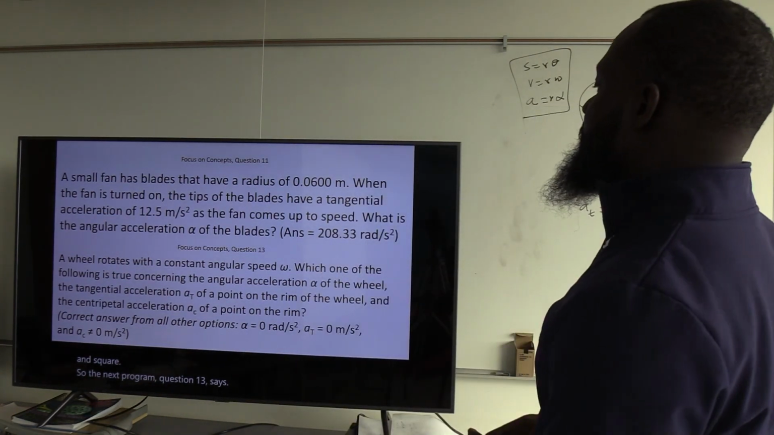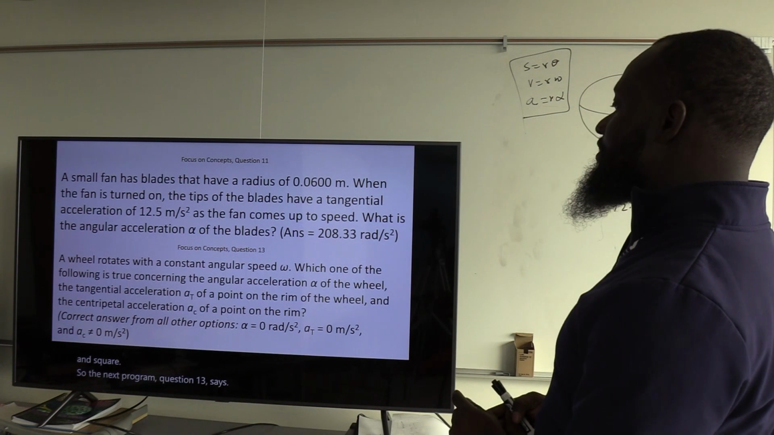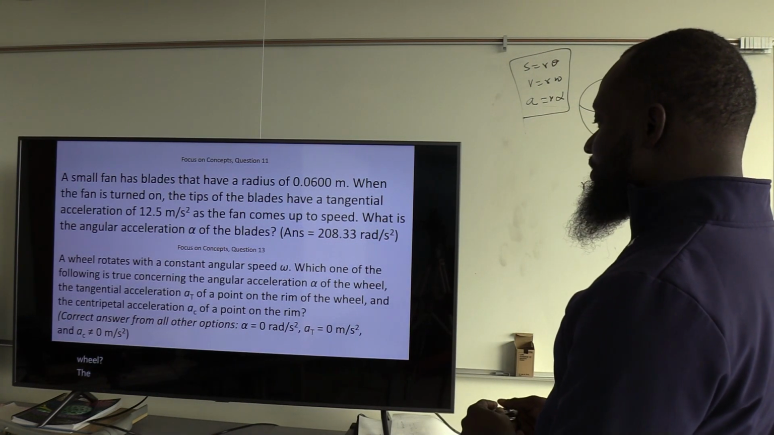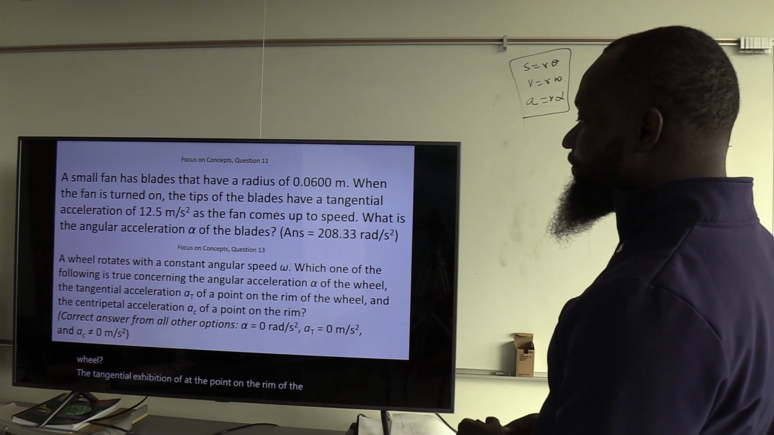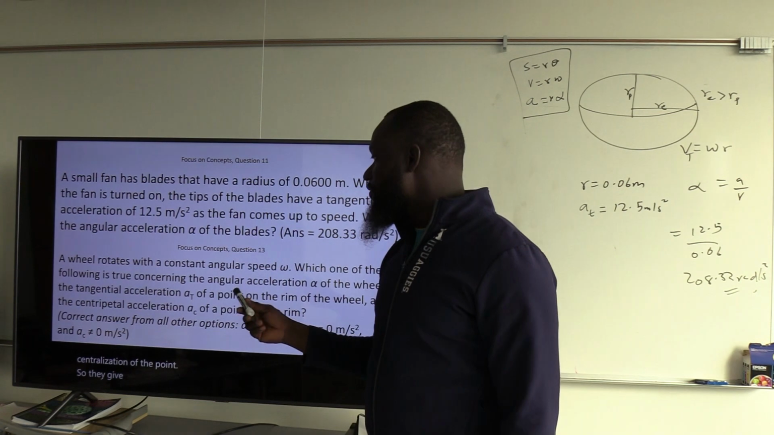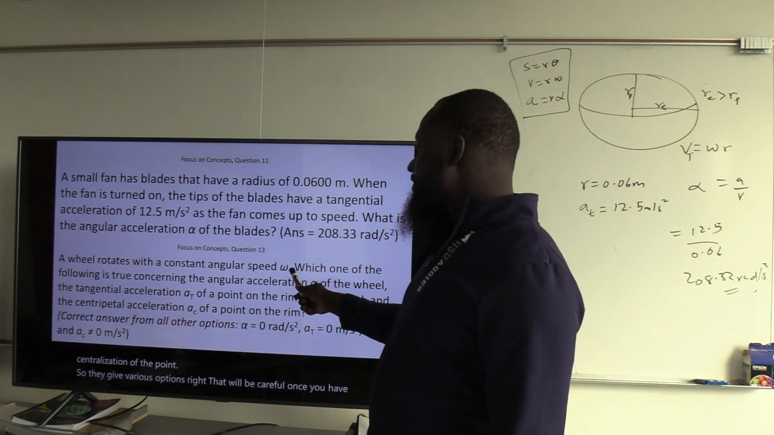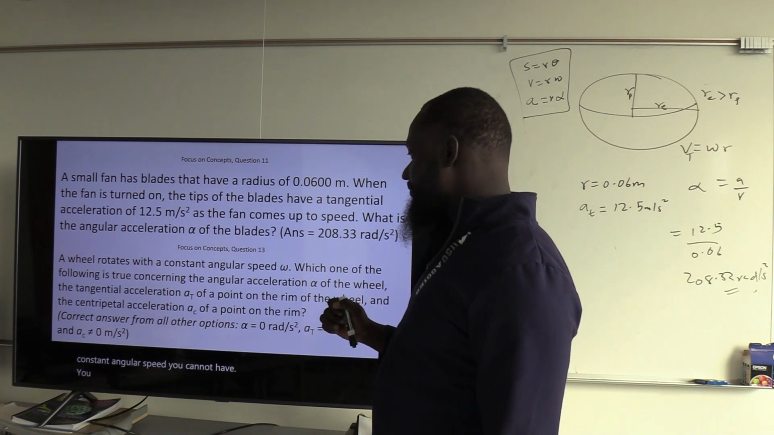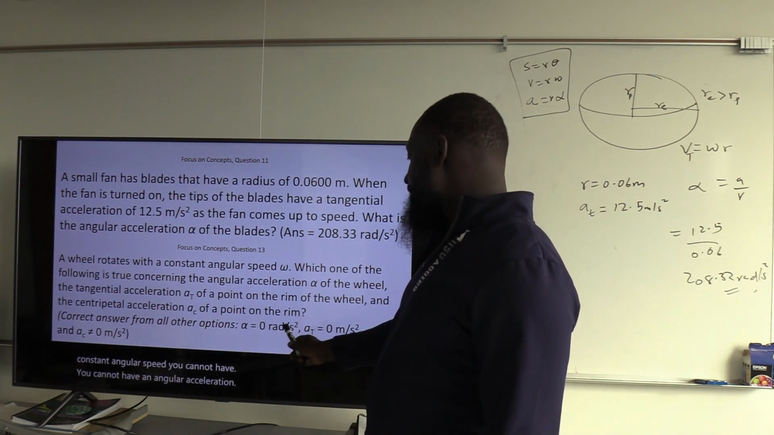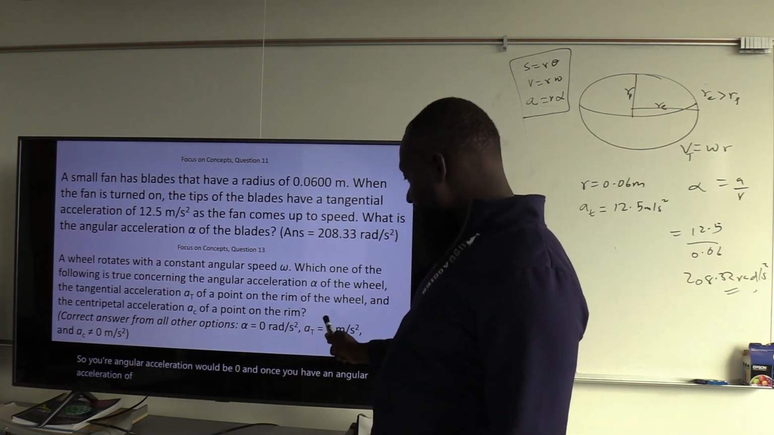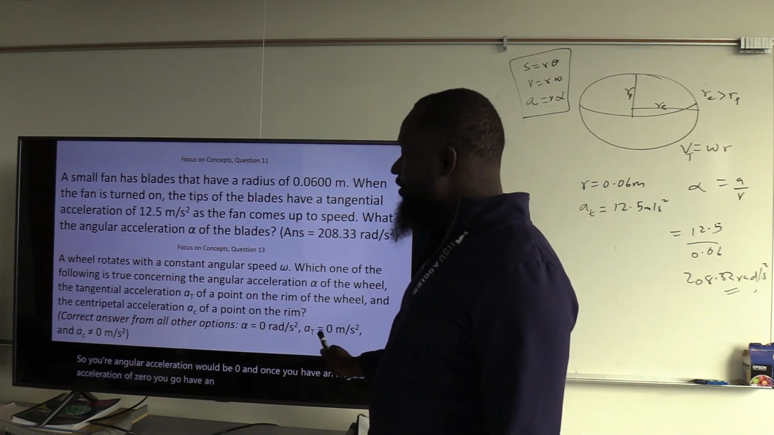A wheel rotates with a constant angular velocity. Which one of the following is correct concerning the angular acceleration of the wheel? The tangential acceleration at a point on the rim of the wheel and the centripetal acceleration of the point on the rim. So they gave various options right there, but be careful. Once you have a constant angular speed, you cannot have an angular acceleration. So your angular acceleration will be 0, and once you have an angular acceleration of 0, you're going to have a tangential acceleration of 0.